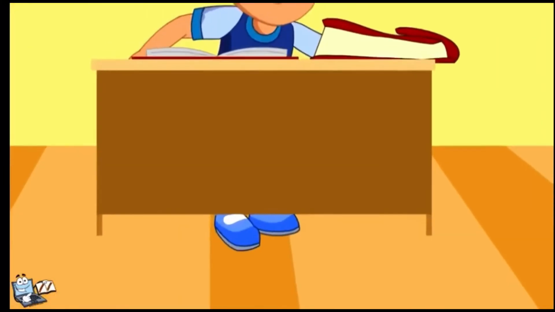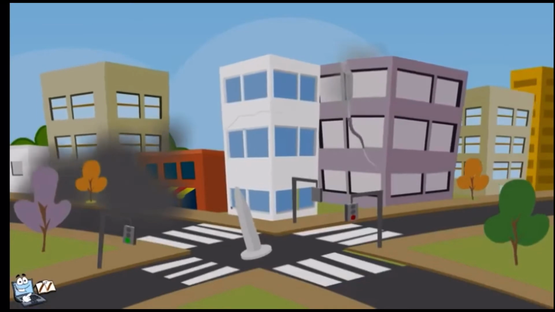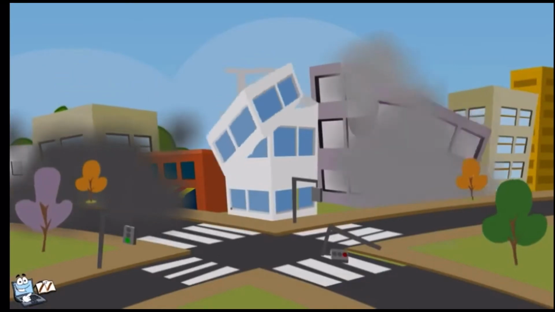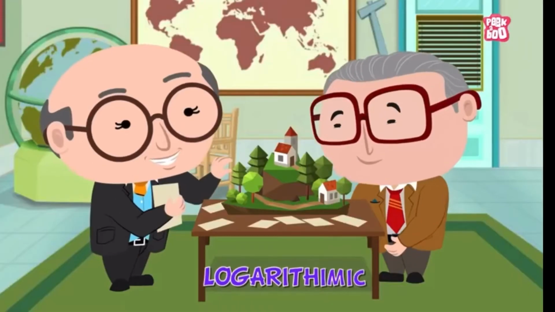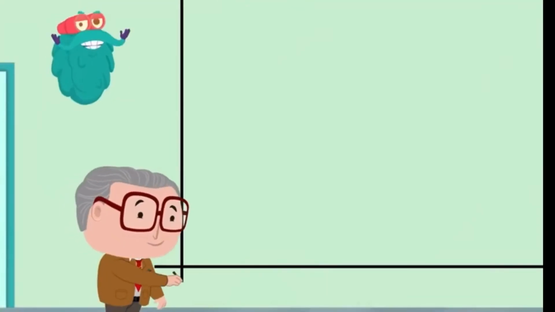Do you ever wonder how the magnitude of earthquakes are measured? How do you think scientists are able to determine magnitude levels? Well, the scale that they use is called the Richter scale. The scale is used to measure the magnitude of earthquakes.